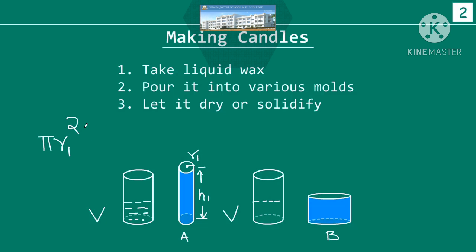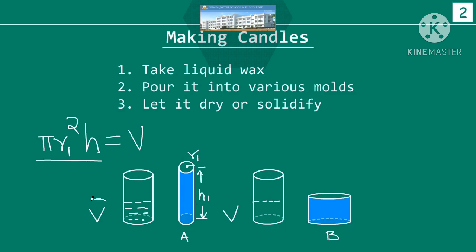The volume of this cylinder will be pi R1 square times H1. Now this volume, which tells us how much liquid wax is in there, because the capacity of this cylinder is the volume of the liquid wax in there, must be equal to the starting volume of liquid wax. So a very important point, friends, is that when a liquid starting here got transformed into solid in here, the volume remained the same.